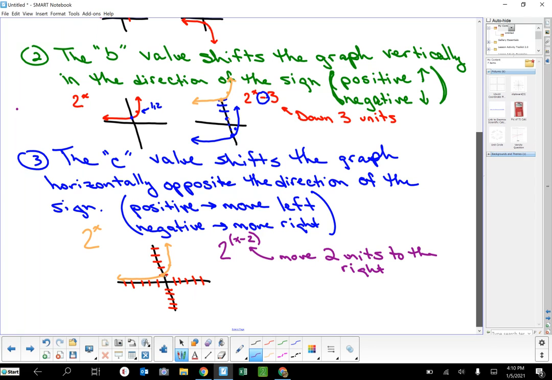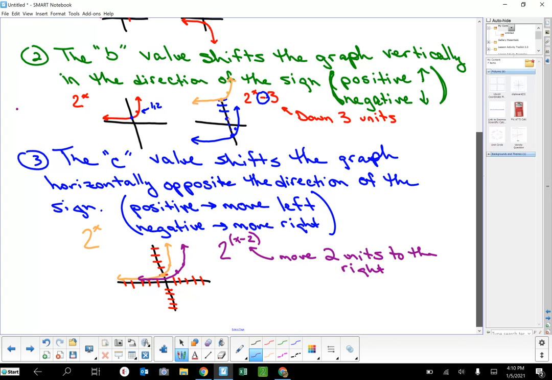So we're going to take these points and we're just going to shift them 2 units. I'm going to take this first point at 0, 1, and shift it over 2 units. And I'm going to take this point and shift it over 2 units. And this is still going to approach the y-axis. And that purple graph would match that purple graph.